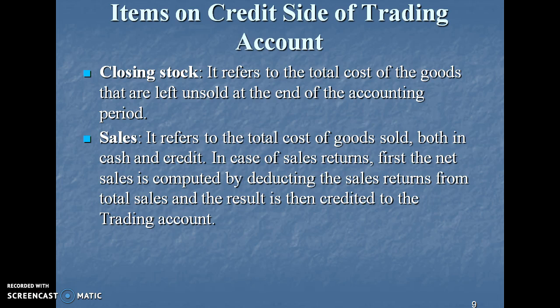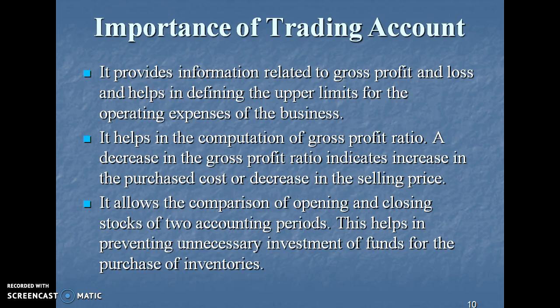Now the credit side of the trading account. Closing stock. It refers to the total cost of the goods that are left unsold at the end of the accounting period. Sales. It refers to the total cost of goods sold both in cash and credit. In case of sales return, first the net sales is computed by deducting the sales return from total sales and the result is then credited to the trading account.